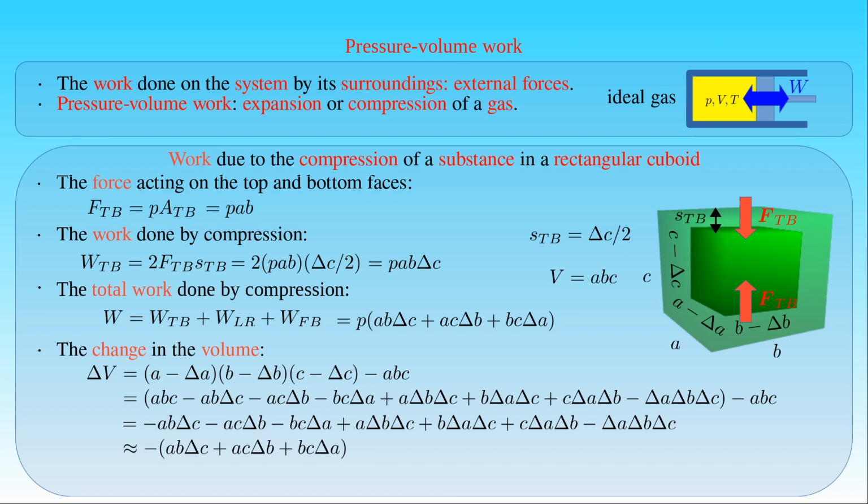If we substitute this result in the equation derived for work, we find that the pressure volume work for compressing a substance in a rectangular cuboid can be approximated by minus the pressure P acting on the substance, times the change delta V in the volume of the substance due to the compression. We obtain the same result if we calculate the pressure volume work done on the surroundings by the expanding substance. The only difference between the two cases is that the change delta V in the formula is negative for compression and positive for expansion.